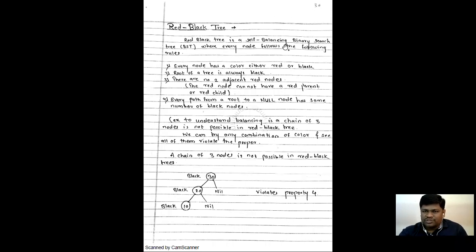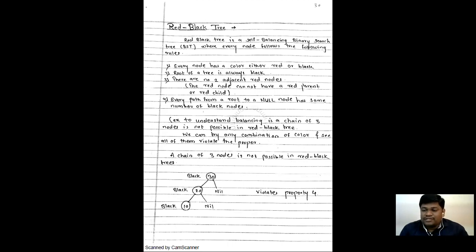Who will read? Is it visible to all? So the screen is visible. Hello, hello. Is it visible properly? Yes. Okay. So what is the first rule? Every Red. node has a color either red or black. Every node has a color either red or black. Second rule. Root of tree is always black. Root of the tree is always black. Third rule.